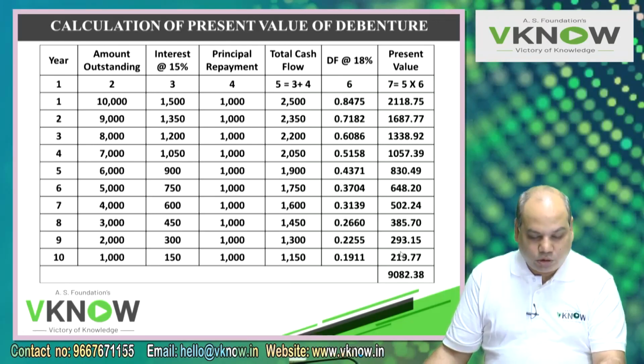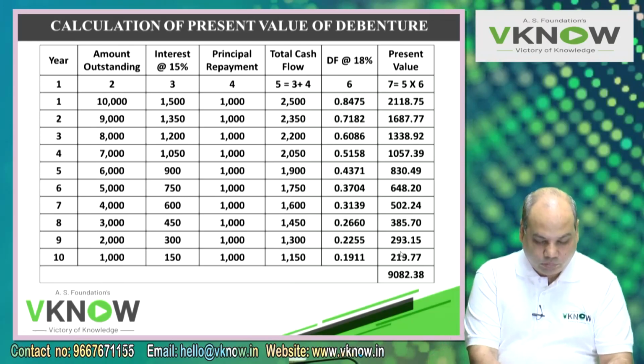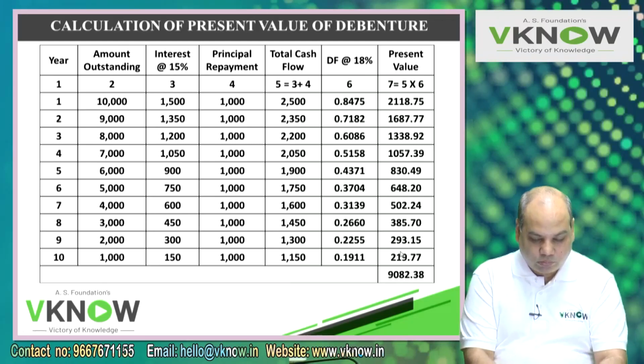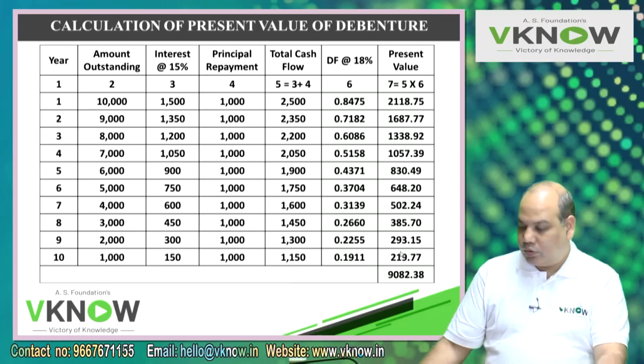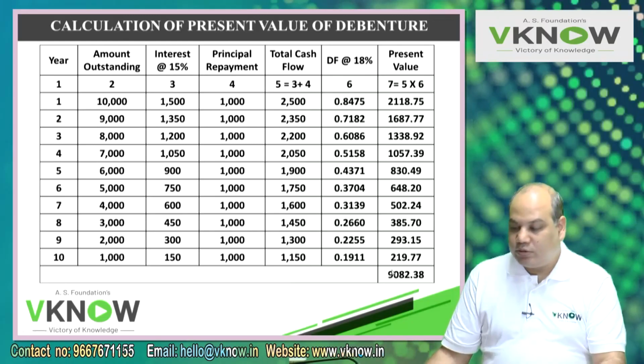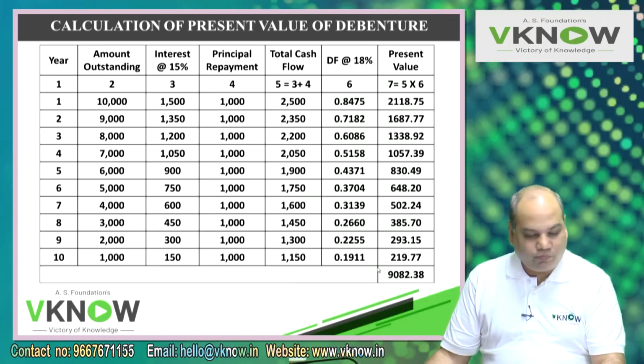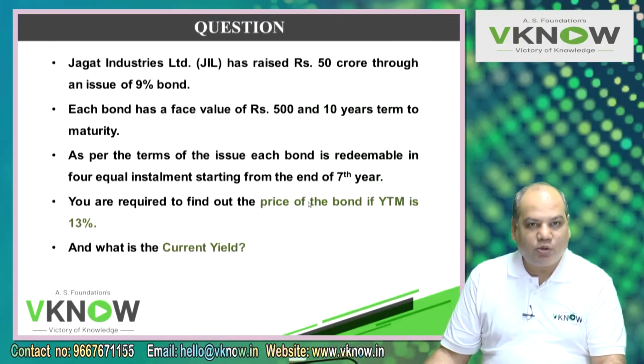So what is the total of the last column? $9,082.38. So you will notice here that we have got less than 10,000 rupees as answer. Now I am going to make a small change in such type of problem.